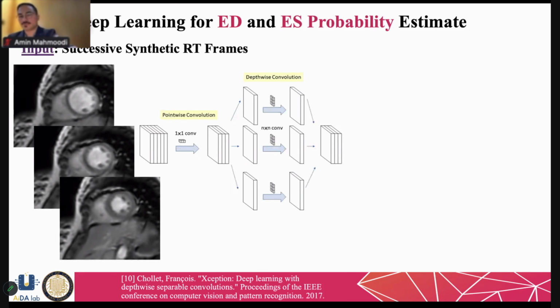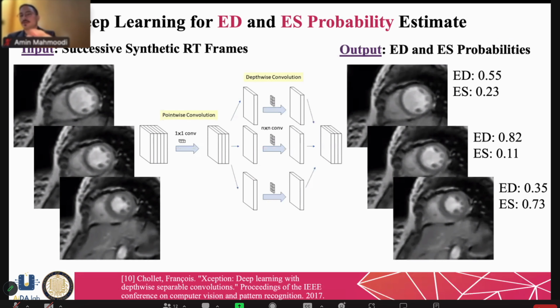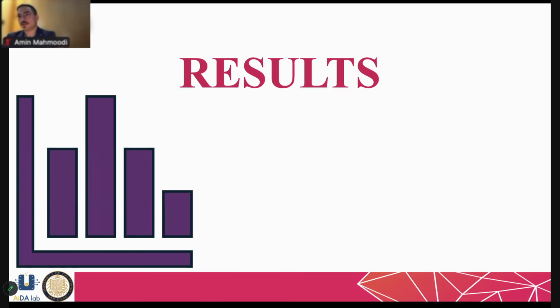In this case, we were inputting 3 successive images, and it would give a probability estimate in a 2-channel output of end-diastole and end-systole for each of those images that were provided. This then allowed us to identify end-diastole and end-systole. Here, I'm only showing end-diastole for all of these figures, but we have similar results for end-systole as well.